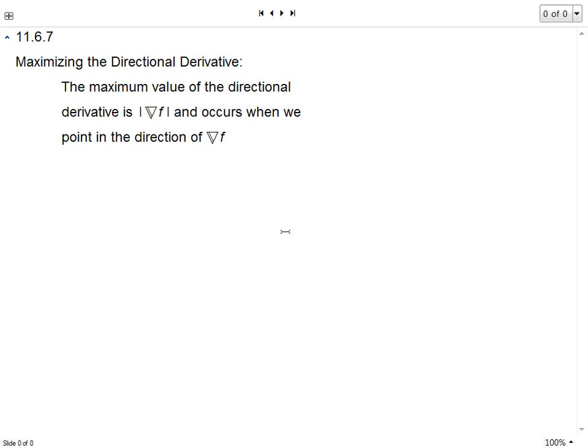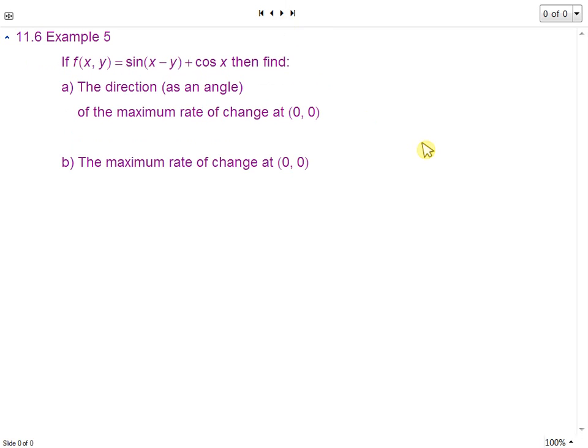So the gradient's a vector, right? So therefore we can look at it as a direction. And then its magnitude is a number. So the length of it is the actual directional derivative. So how can we use that? Well, if f of xy equals sine x minus y plus cosine x, then find, part A, the direction as an angle of the maximum rate of change at the point 0, 0. And then part B, what is the maximum rate of change at that point?